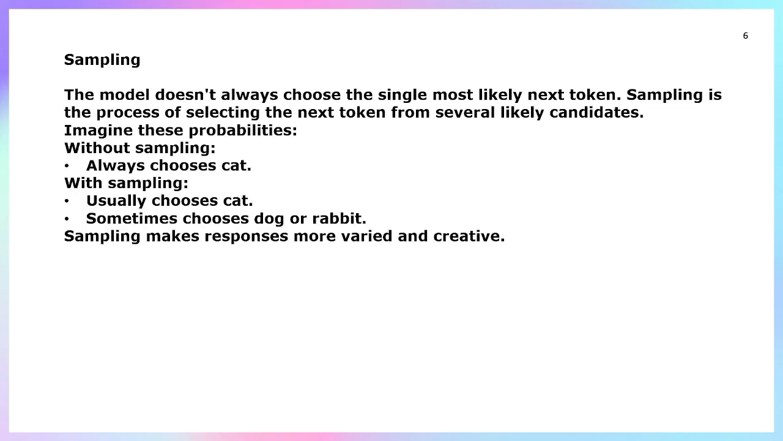What is sampling? The model doesn't always choose a single most likely next token. Sampling is the process of selecting the next token from several likely candidates. Imagine the probabilities. Without sampling, it would always choose cat, right? But with sampling, it usually chooses cat, sometimes chooses dog, sometimes chooses rabbit, right? So sampling makes the response more varied and creative.